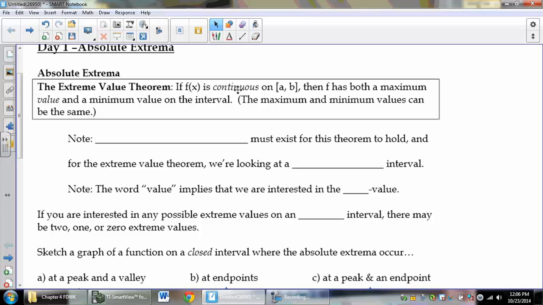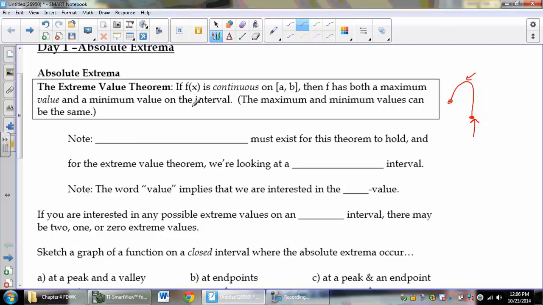It says if f of x is continuous on a to b, that's important, then f of x has both a maximum value and a minimum value on that interval. In other words, if you draw a graph and it's closed, meaning you don't have arrows at the ends, you have endpoints at the ends, something like, say, this graph is guaranteed to have a highest point somewhere up there and a lowest point somewhere down there.